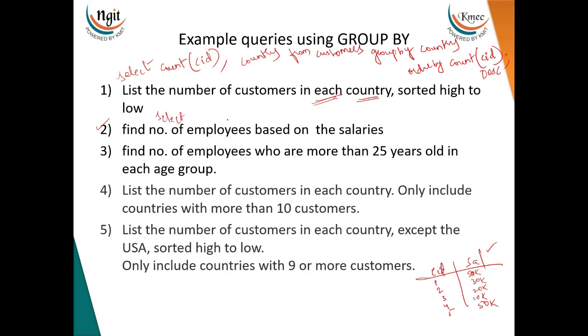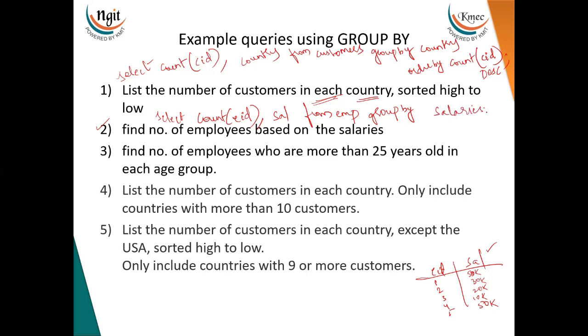Select count of employees. So let the employee ID be EID, count of employee IDs based on the salary. So I wanted to write down the salary column also to be displayed as output. From which table? From employee table, group by. Based on salaries, they said. So you have to group by salaries.